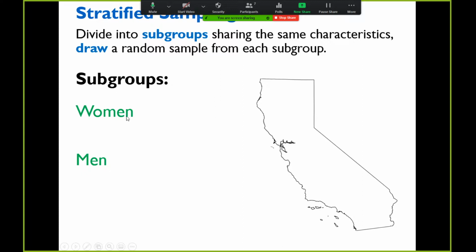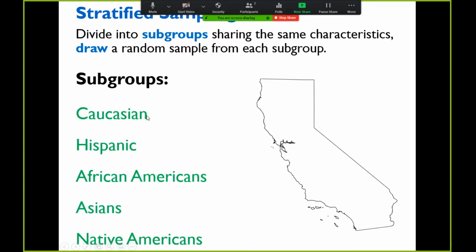And instead of gender, we could have divided it by race or ethnicity. With stratified sampling, we would sample some Caucasian, some Hispanic, some African American, some Asian, some Native American, some other, and then that would be our sample, right? So stratified is you break it up by some characteristics, and then you sample from each of the subgroups, right? And stratified is ideal when you want to make a comparison between the different groups, right?